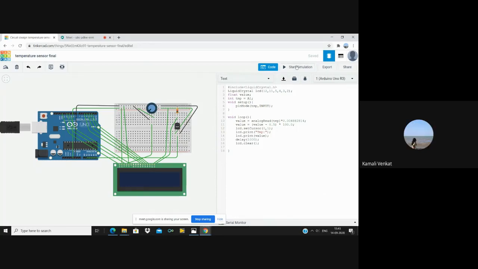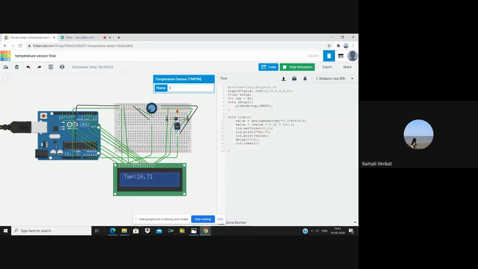So I'll start the simulation, ma'am. So when you vary the value of the temperature sensor, the value will be displayed in the LCD, ma'am. Okay. So this line of the code, usually the analog value will vary from 0 to 1023, ma'am. So to convert the value into the range of 0 to 5 volts, the first line of the code is used, ma'am. Okay.